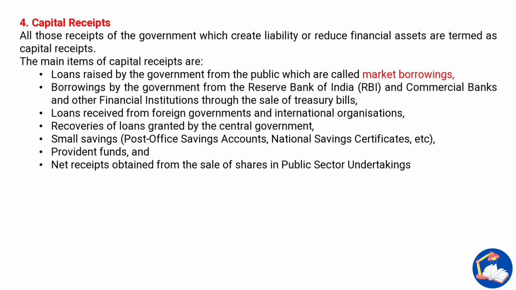Fourth one is capital receipts. All those receipts of the government which create liability or create financial assets are termed as capital receipts. Main items of capital receipts are loans raised by the government from the public, which is known as market borrowings. Next is borrowings by the government from the RBI and the commercial banks and other financial institutions, by selling treasury bills. Third one is loans received from foreign governments and international organizations. Then recoveries of loans granted by the central government, small savings, provident funds, and net receipts obtained from the sale of shares of public sector undertakings.